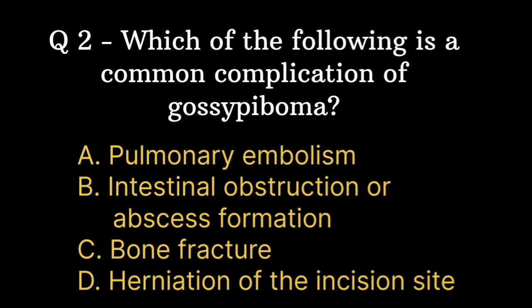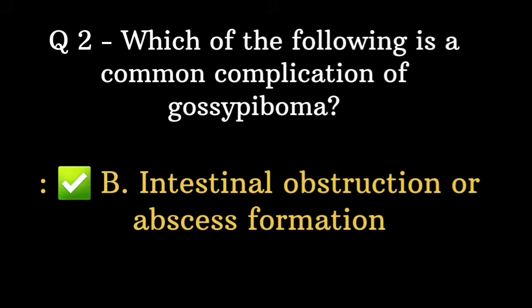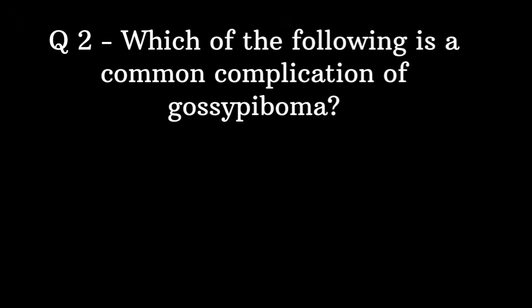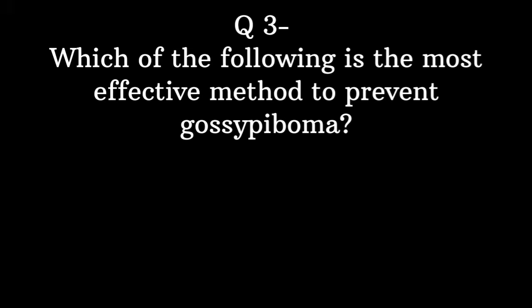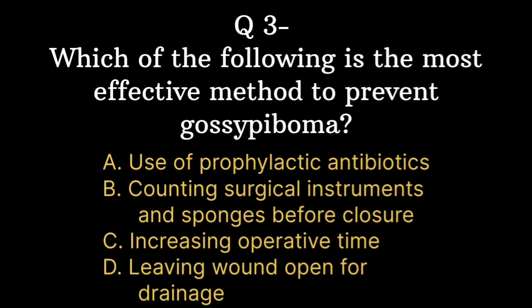Correct answer is option B. Intestinal obstruction or abscess formation. Question number 3. Which of the following is the most effective method to prevent Gossypiboma? Options A. Use of prophylactic antibiotics. B. Counting surgical instruments and sponges before closure. C. Increasing operative time. D. Leaving the wound open for drainage.